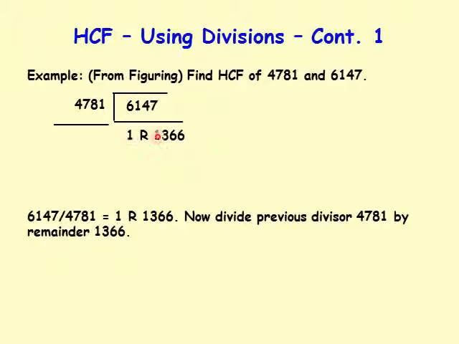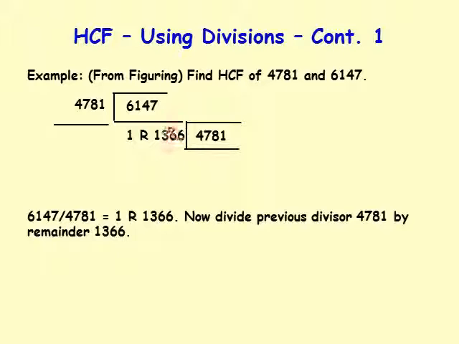Here is 1, remainder 1366. I divide 6147, the larger number, by 4781, the smaller number. I get 1, remainder 1366. For the next step, this remainder 1366 is the divisor, and this number which was the divisor before is now the dividend. Okay, let's continue on the next step.